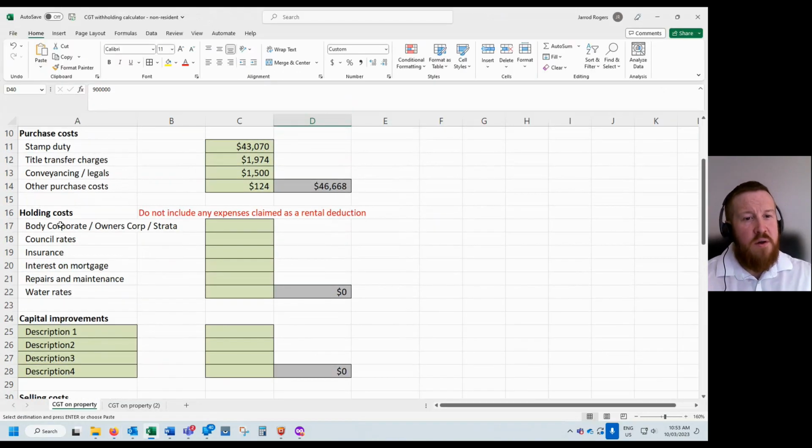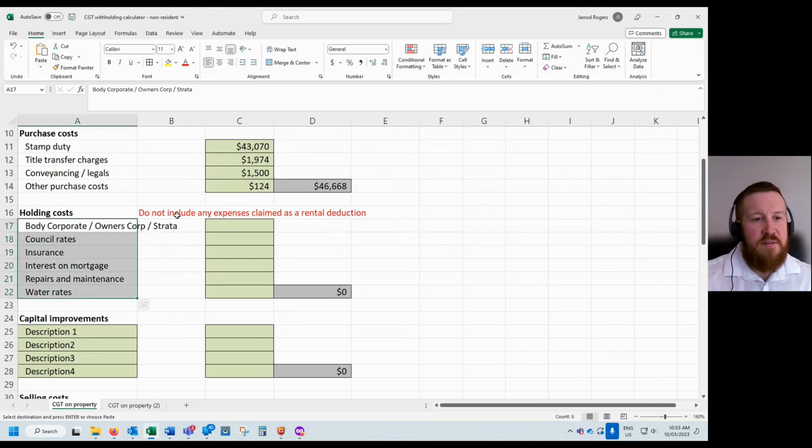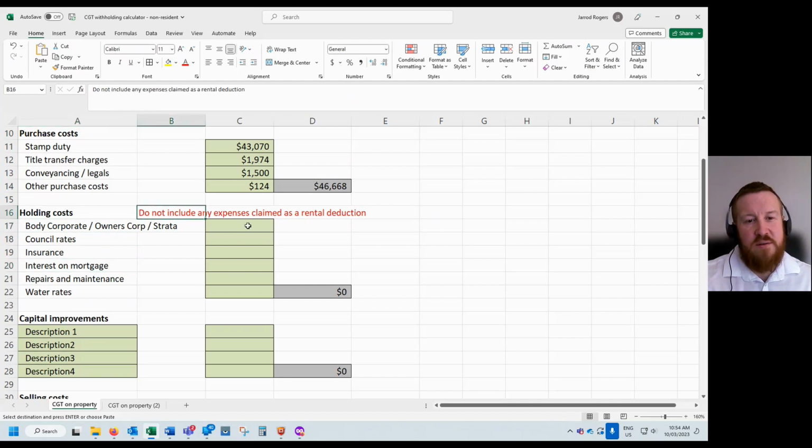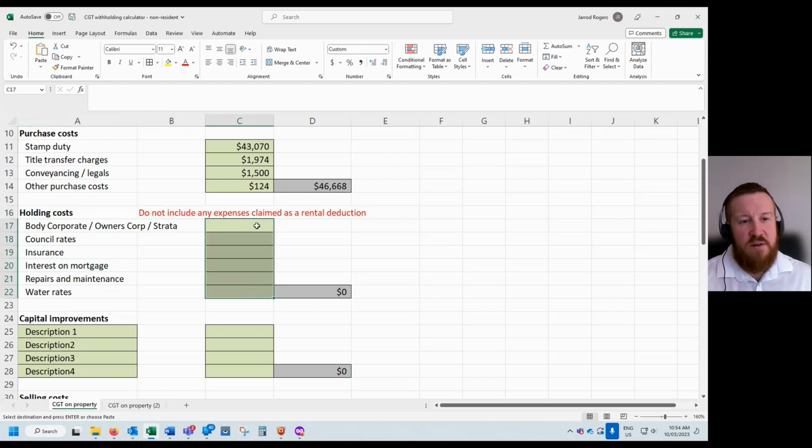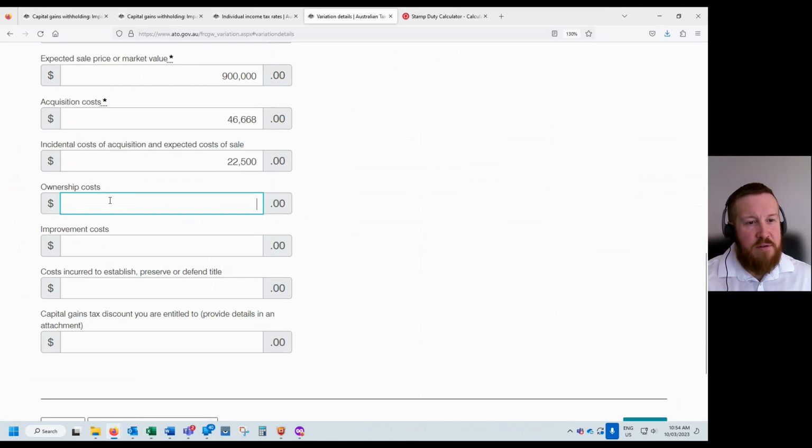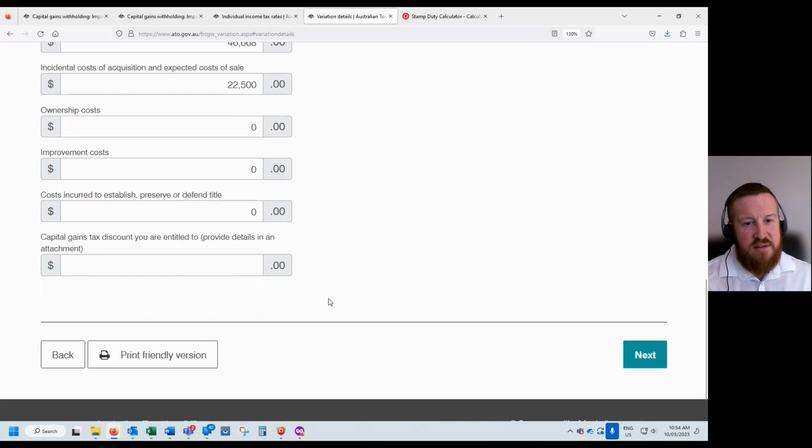Ownership costs, this is the cost of owning the property over time. If the property was a rental property, all of these costs like owner's corporation, council rates, interest on mortgage, they would have already been claimed as rental deductions, so we can't claim them again for capital gains. That's why I've left that blank. And capital improvements, if you have improved the property, like done major renovations, you can add that there. Let's say for simplicity, that doesn't apply.